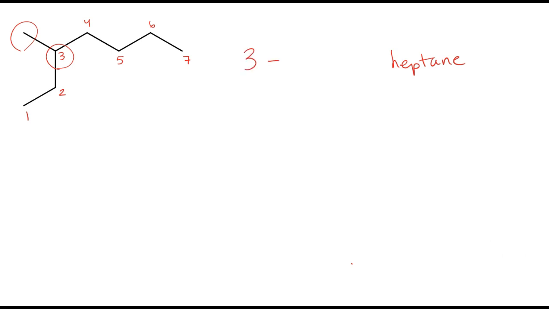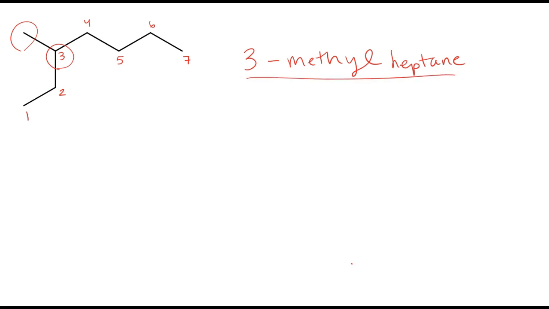I then need to describe what the branch is. Since this branch contains 1 carbon, it is named the same as you would name an alkane, but instead of putting ane at the end, you put yl. So this would be meth, meaning 1, and then yl, or methyl. So this would be 3-methylheptane.